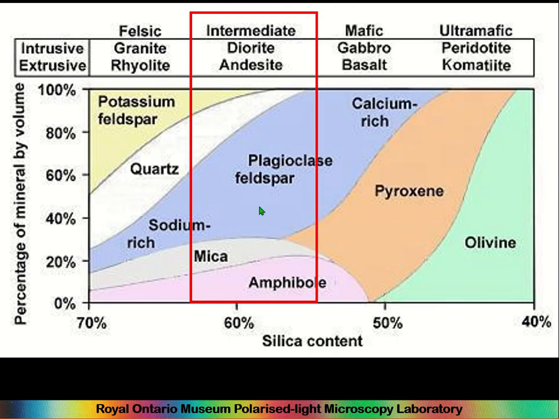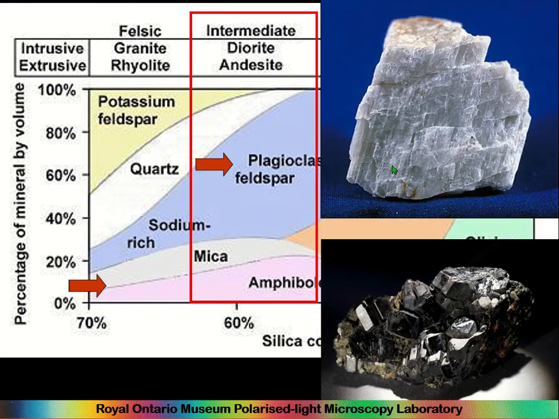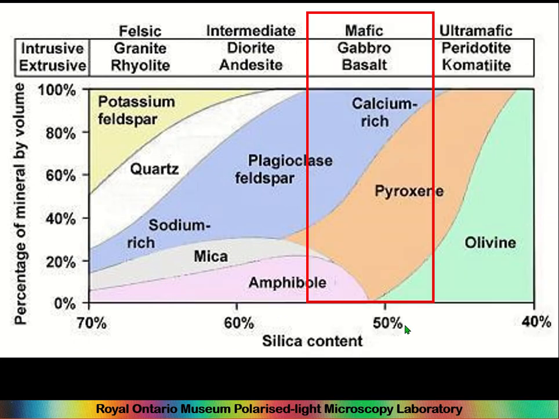And the intermediate group, mostly plagioclase. You see some quartz, a bit of potassium feldspar, but mostly plagioclase, and some mica and amphibole. So plagioclase tends to be grey. Amphiboles will tend to be dark green.